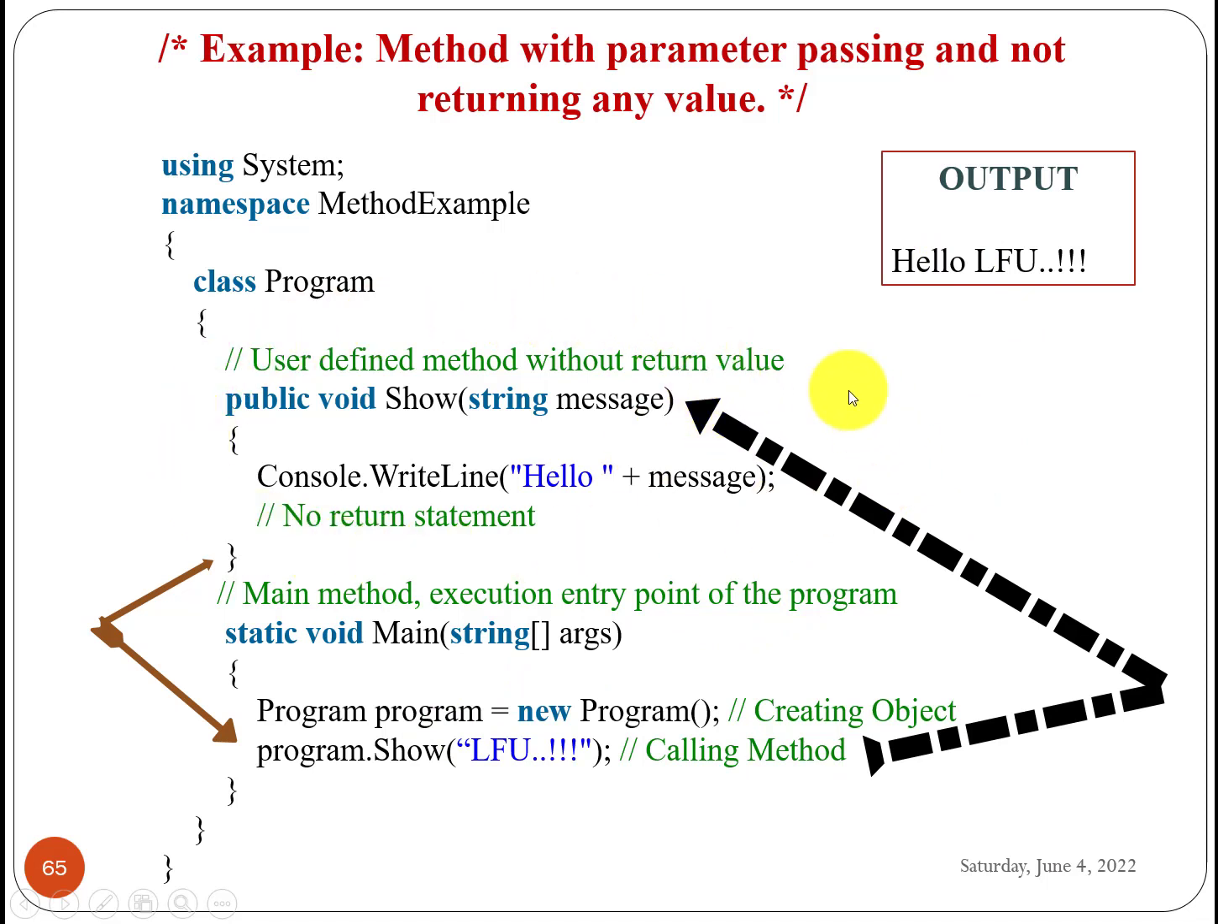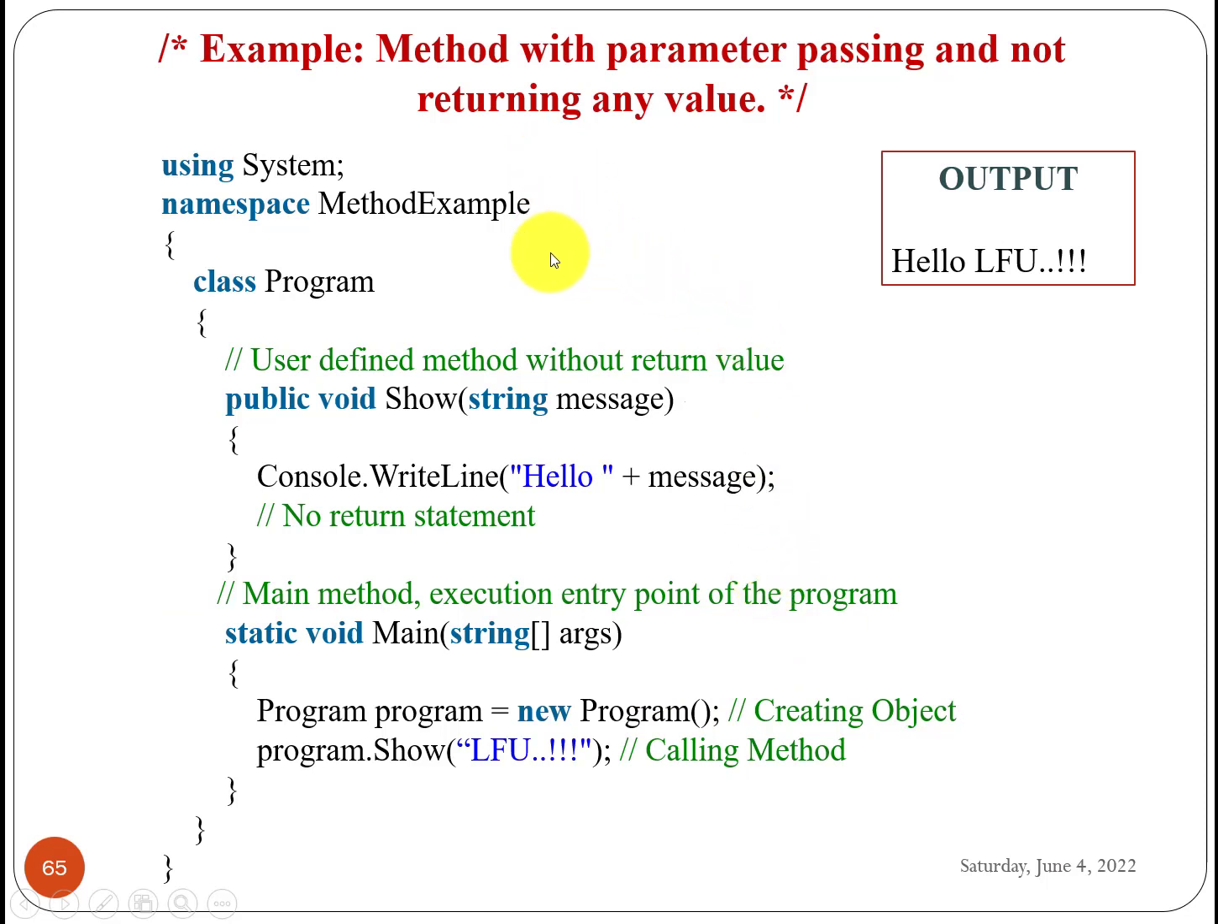After printing this statement, our control goes back to the calling part and then completes the execution of the program, out of the main body, out of the class, and out of the namespace. So this is the full execution of the program, having one string type parameter and no return value, void return type.